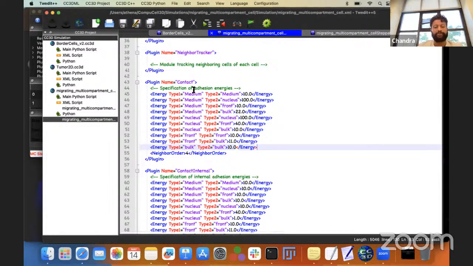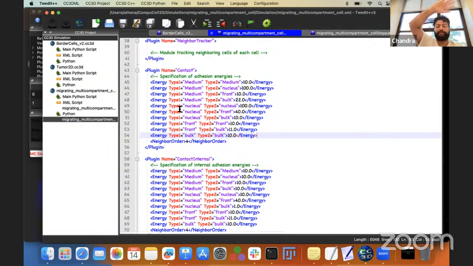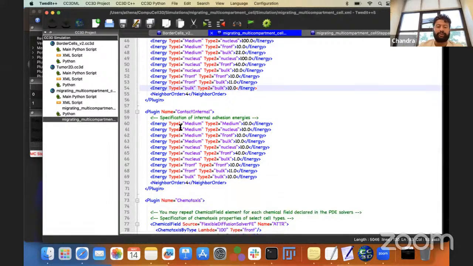This is the most important thing, which is the contact, which is the internal, and which is the energy parameter. Because it's a symmetric matrix, you only define these number of terms, which corresponds to the upper or lower triangle of your J matrix. For this contact internal, because now we are dealing with compartmental cells, you have to have 2 sets of these parameters.